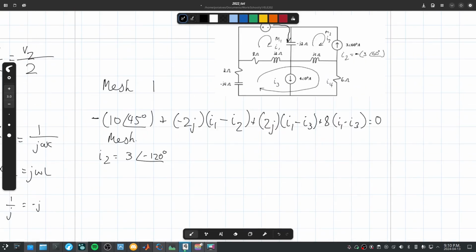So that's mesh 2. Mesh 3. What is mesh 3? Actually, this is a super mesh. So super mesh, let's start at 1 point. How's it negative 120 degrees? Negative 3 with a phasor of 60 is equal to 3 with a phasor of negative 120. Like, you can put it in your calculator. Wait, why?